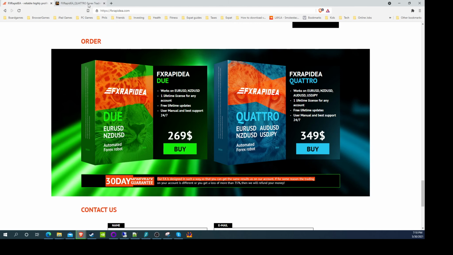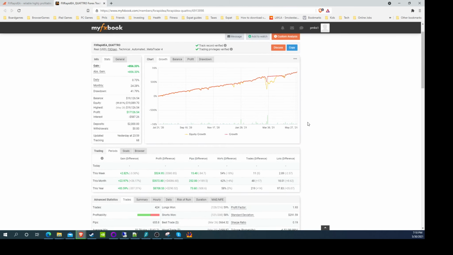So now let's take a look at the MyFXBook for the EA. What we can see is it's been running since July 21st. It's gained about 25% a month. Its drawdown max is about 42%. You can see it does take losses. So you see these little lines down. If I zoom in, we can look at some of those. You can see it took a loss here, and then it took a loss here, and then it took a loss here, it took a loss here. Every time it takes a loss, it quickly gains back the money.